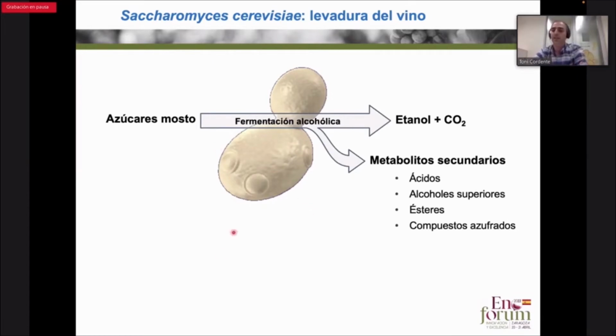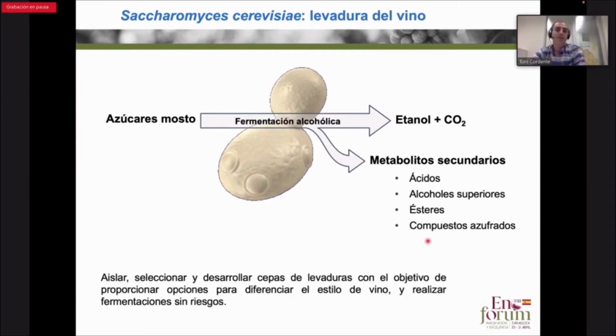As you know, Saccharomyces cerevisiae is the main yeast used for making wine, for the transformation of the must sugars into ethanol and CO2. But at the same time, this yeast produces secondary metabolites such as acids, higher alcohols, and esters. Even though these are in a very small amount, they are very important for the flavor of wine.